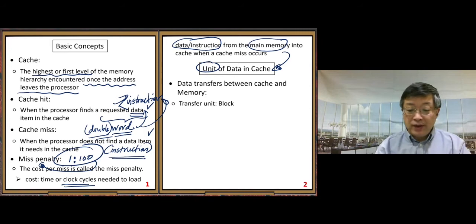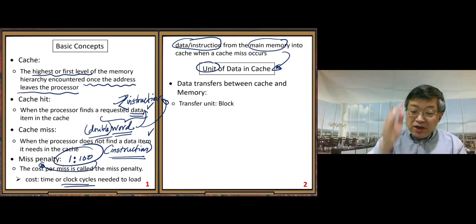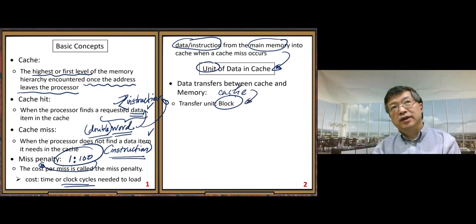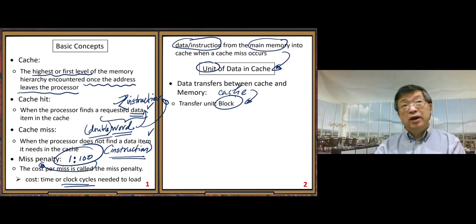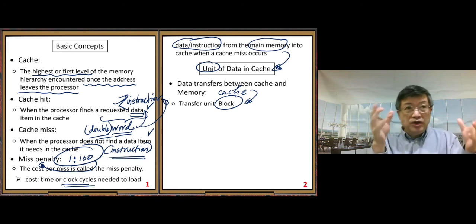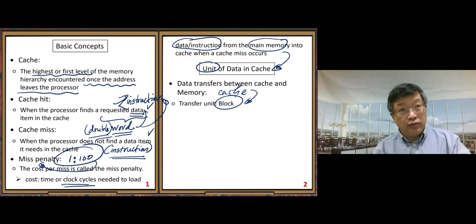The transfer unit, we give another name, called a cache block. Cache block is the unit. How large is a cache block? So here we have this concept, block, but how large is it? We will see that.